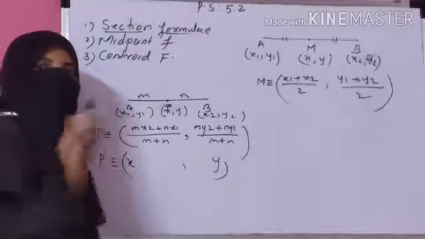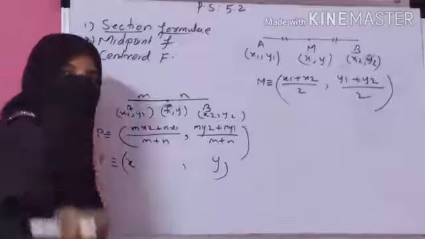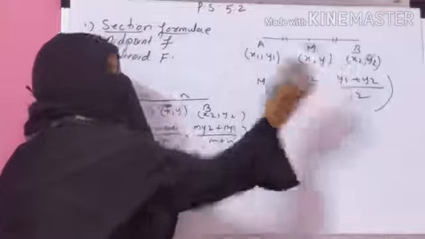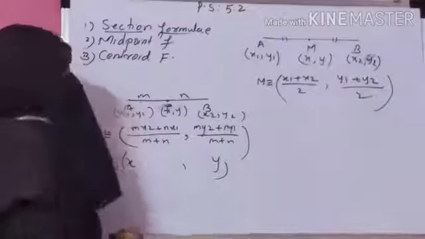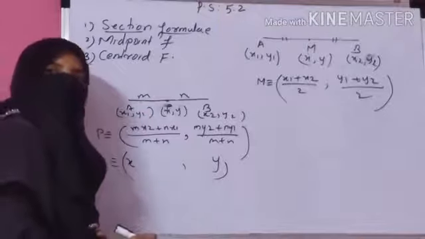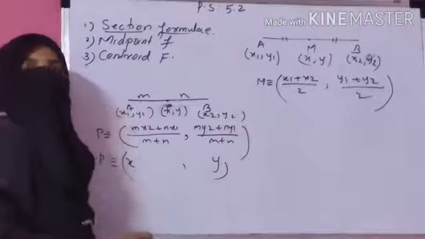You know the coordinates are always in a pair, x and y. So this is the x coordinate of point M, and this is the y coordinate of point M. Next, centroid. I hope you remember the centroid. In 9th and 8th we discussed the centroid.